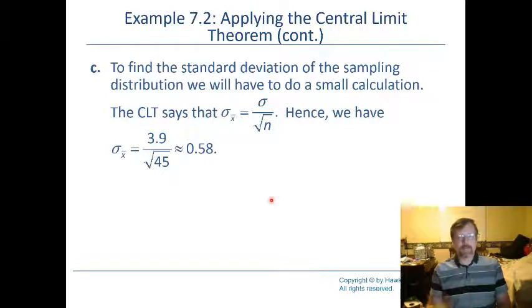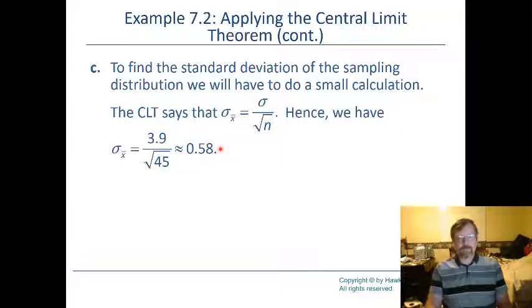Okay, so for the standard deviation, we do have to use this formula for calculating it. We've got our population standard deviation divided by the square root of our sample size. So 3.9 was the population standard deviation. We had a sample size of 45, so we get 0.58 standard deviation.